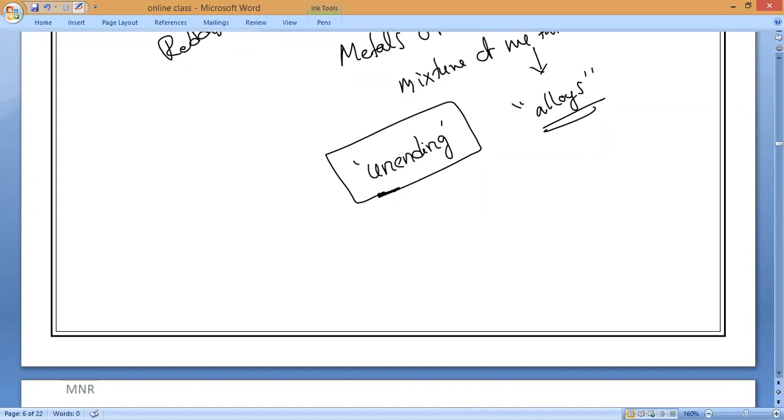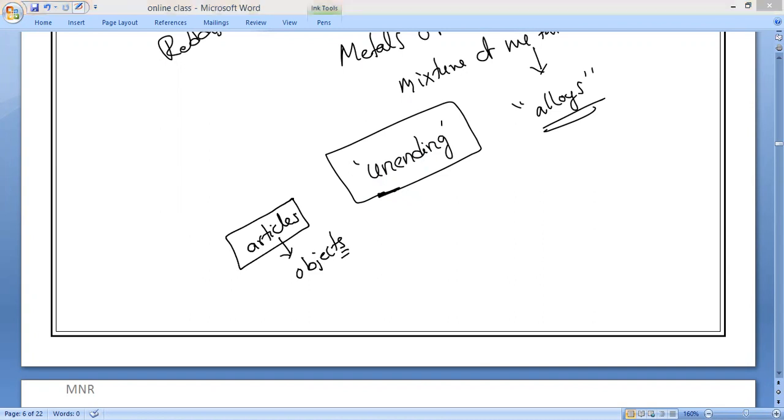Most of the things you can see are made of metals. So the list of articles. What do you mean by articles? Articles means what? Is it newspaper articles? Articles means objects. Understanding? Things, we can say. So the list of objects made of metals which we use in our daily life is unending. Do you understand, guys? What do you mean by unending?